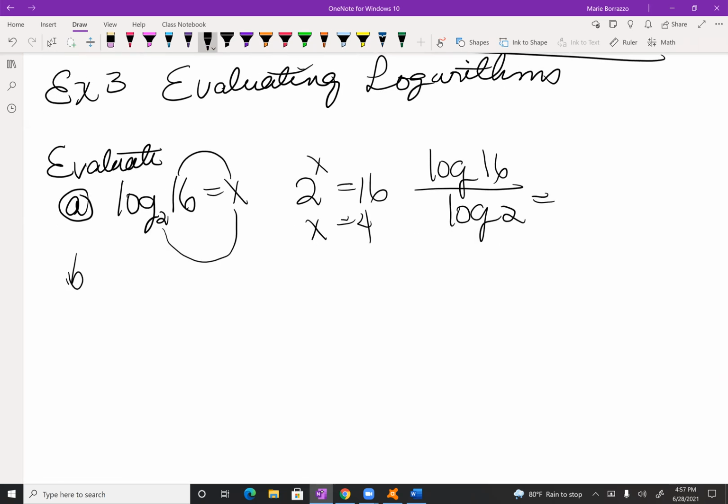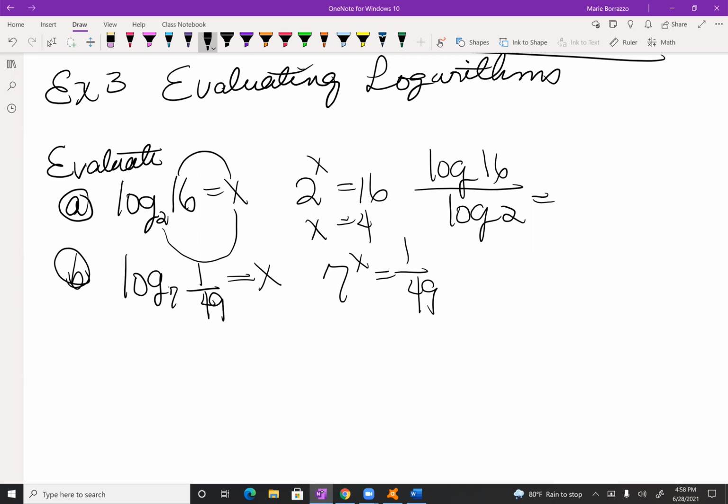Awesome. In part B, you have log base 7 of 1 over 49. Again, always finish these questions with equals what? In other words, 7 to what power is 1 over 49? If you know your multiplication tables, you know that 7 squared is 49. But this is not 49, this is 1 over 49. So this has to be -2.